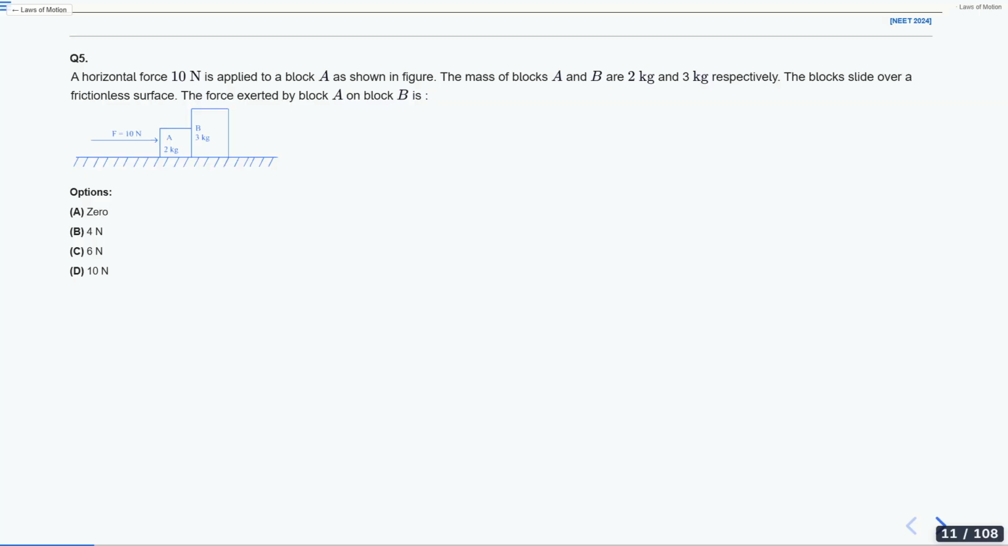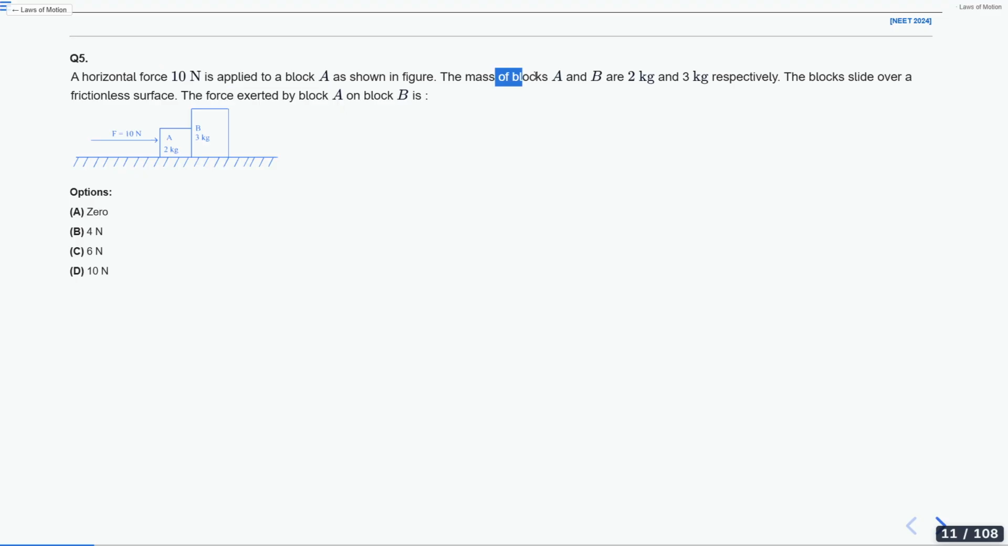Now moving forward. This is the question that was asked in NEET 2024. All of the recent year questions are here. Question number 5 says that a horizontal force of 10 Newton is applied to a block A as shown in the figure. In the figure we have two blocks, block A and block B. A has a mass of 2 kg and B has a mass of 3 kg, and a force of 10 Newton is applied to block A.